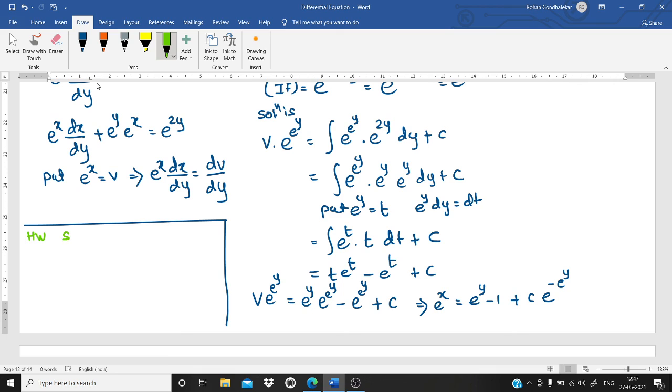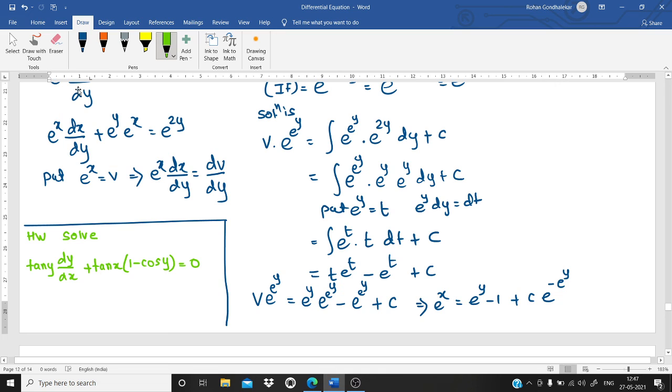Solve tan y into dy by dx plus tan x into bracket 1 minus cos y is equal to 0. Reduce this differential equation into a linear differential equation and solve. Fine. So I expect the solution from everyone. Thank you.